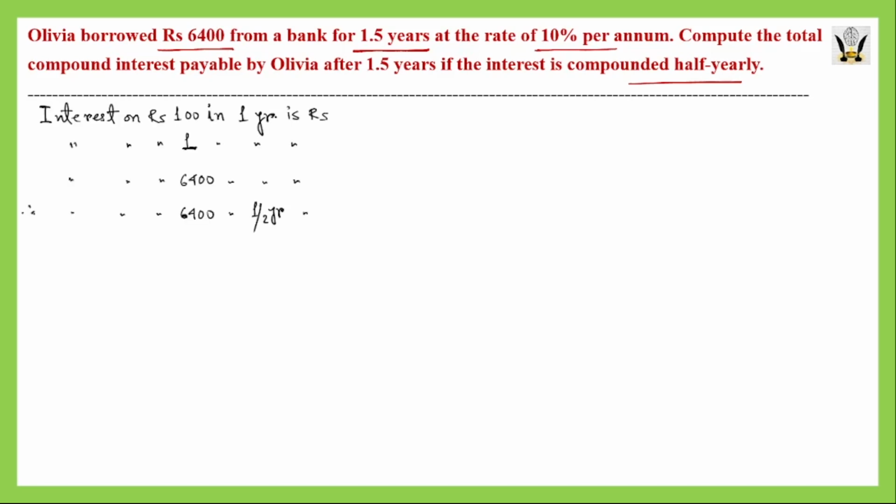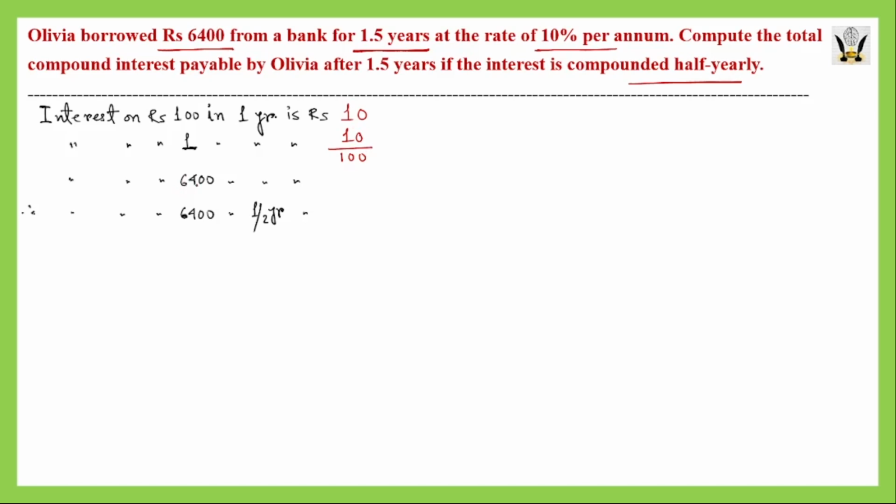So the rate of interest is 10%. 10% means on rupees 100 in 1 year, the interest amount is rupees 10. So interest on rupees 100 in 1 year is rupees 10. Fine. So interest on rupees 1 in 1 year will be definitely less than rupees 10, and that will be divided by rupees 100. Now when the principal amount is rupees 6400, then it will be 6400 times this interest amount, which is only for rupees 1.